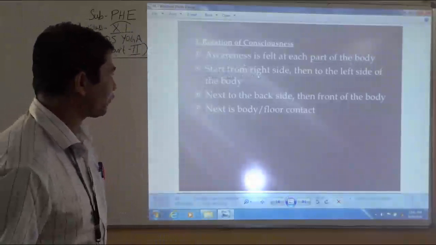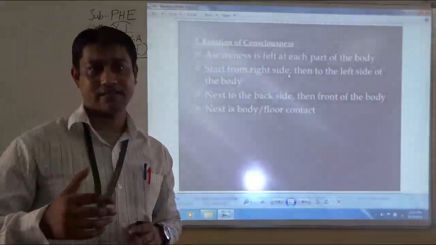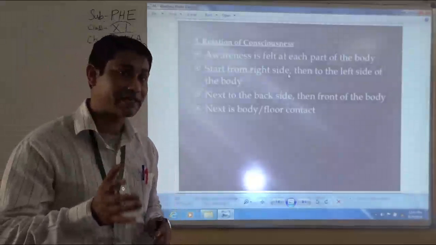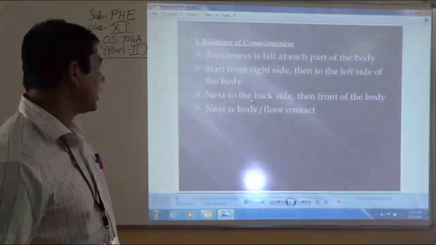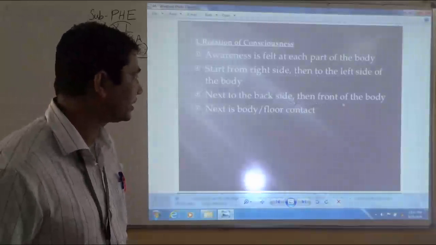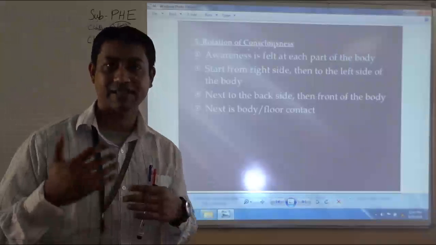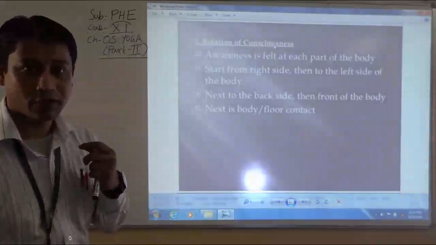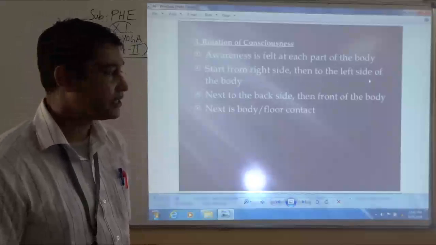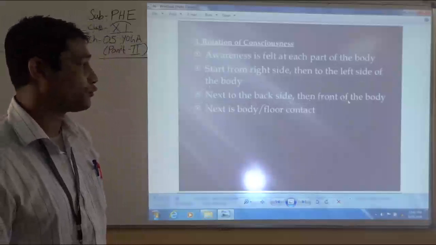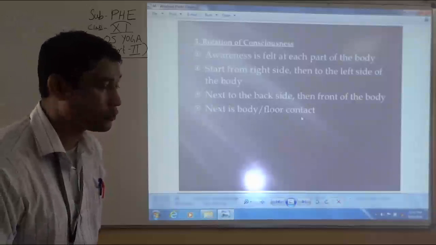Second, start from the right side. The subject should always start the consciousness, the awareness about his body, from the right hand side. Then to the left hand side of the body. Next to the back side, then the front of the body. So you can observe, students, how rotation of consciousness takes place. First of all, it starts from the right side of the body, followed by the left hand side, then the back side of the body, then the front side of the body. Next is body or floor contact.